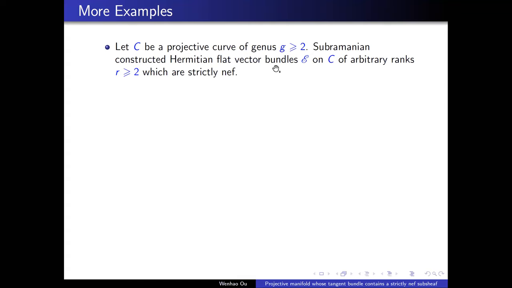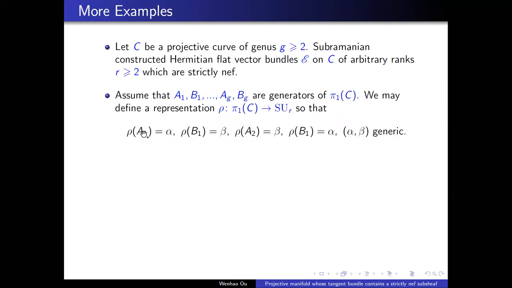First, the flat vector bundle in the earlier example is of rank 2. That's why we obtain a family of P^1. So first, we want to know whether there exist flat vector bundles of higher rank which are also strictly nef. This was indeed constructed by Subramanian in the 1980s. He constructed Hermitian flat vector bundles of arbitrary rank which are strictly nef. So I record a little bit of the construction here.